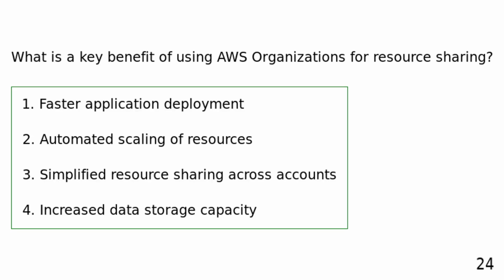What is a key benefit of using AWS Organizations for resource sharing? Faster application deployment. Automated scaling of resources. Simplified resource sharing across accounts. Increased data storage capacity.